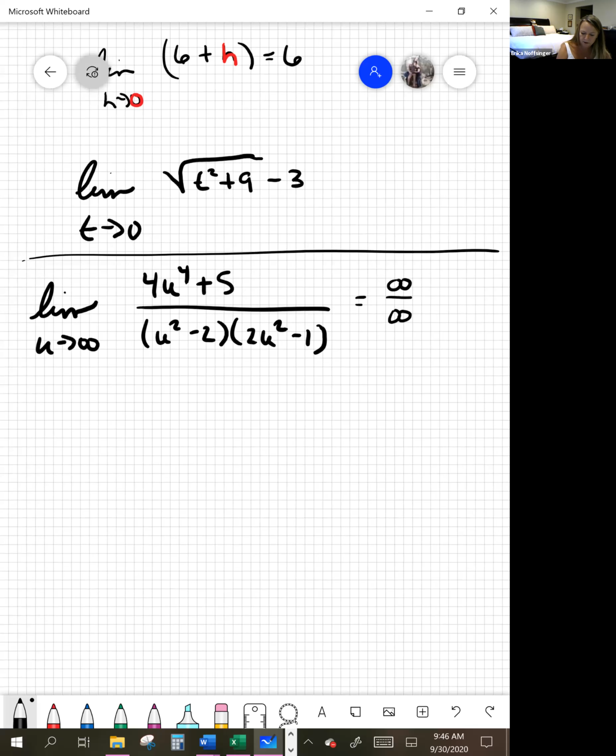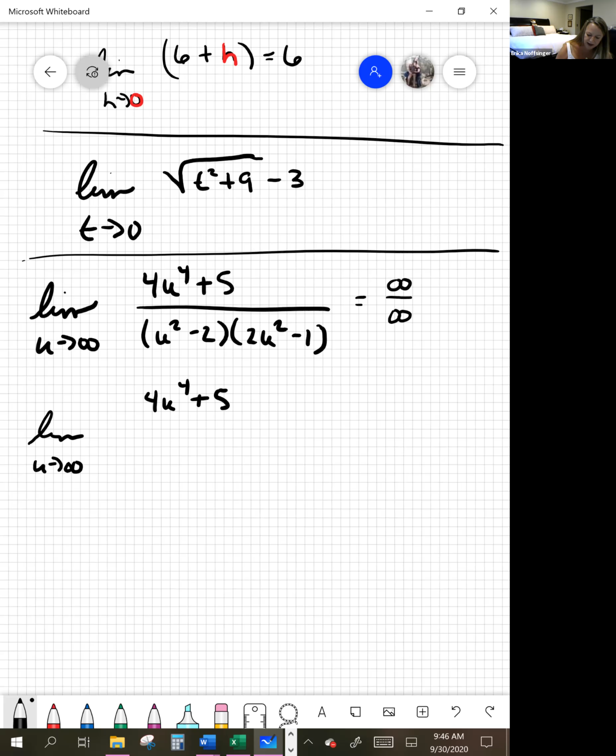But if we expanded this out, I noticed that the term with the biggest power in the denominator is going to be a u to the 4th. So if I expand this out, this is a 2u to the 4th. This would be a negative 1u squared and a minus 4u squared. So this is minus 5u squared. And this would be a plus 2.